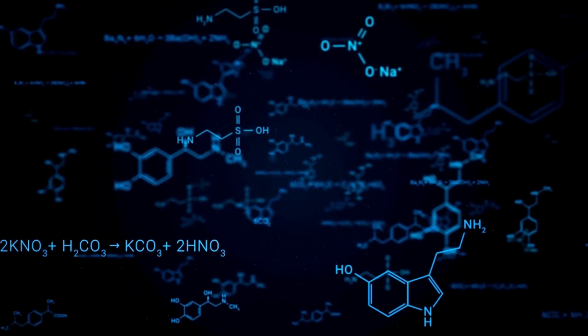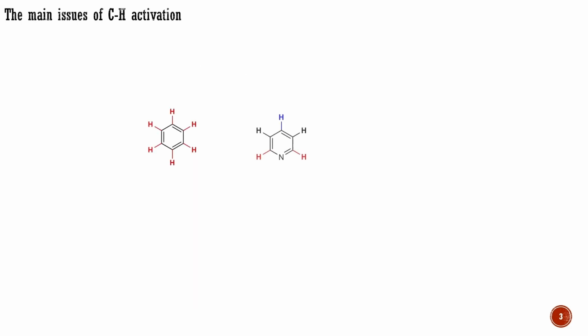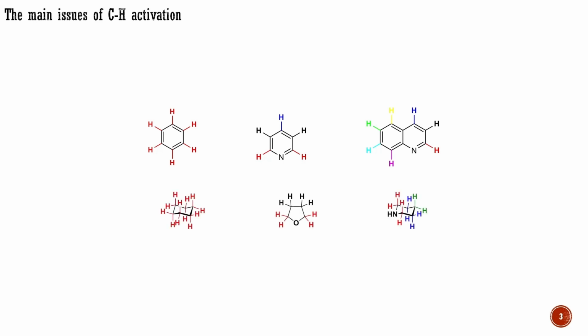of different CH bonds. There are two major challenges limiting this chemistry, as in many other cases, issues related to reactivity and selectivity. For instance, in benzene, all CH bonds are equal. However, by changing one of the carbons to nitrogen, we get pyridine, which has three different types of CH bonds. Adding a benzene ring to pyridine gives us quinoline, in which all CH bonds are different. Similarly, in piperidine, we have three different types of CH bonds, and so on.